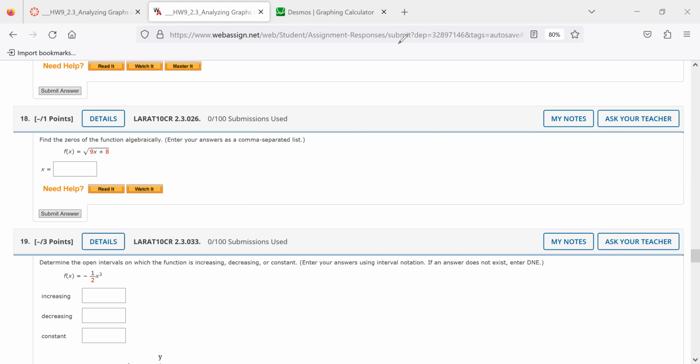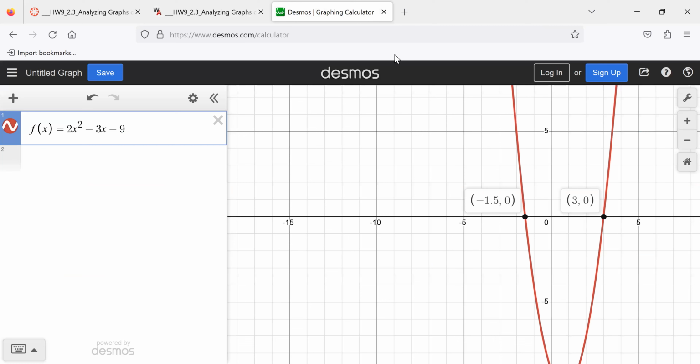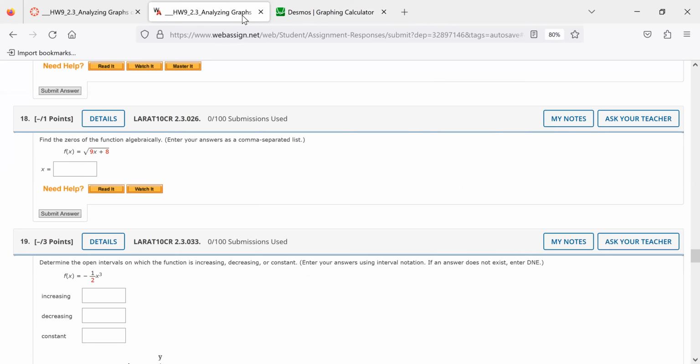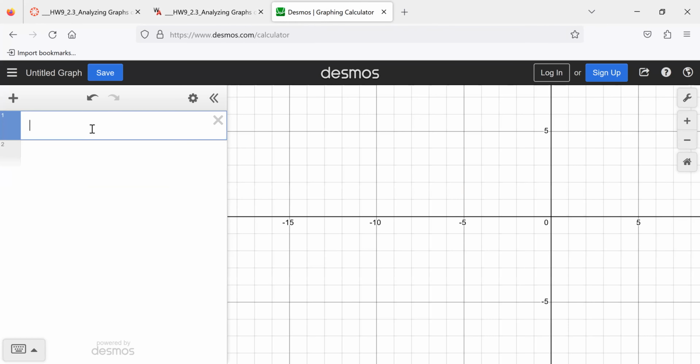Increasing and decreasing. The easiest way to do this is to just graph it. That's it. So let's do it. Negative half x cubed.